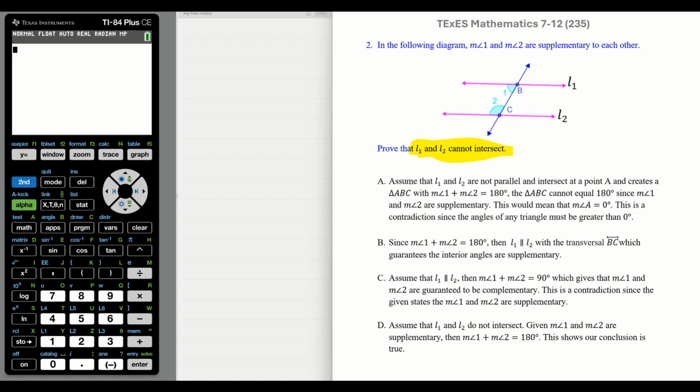Okay, if we show by contradiction, we're saying the opposite. So assume that line 1 and 2 are parallel and intersect at B. So what are they saying over there? They're saying that you draw line A.